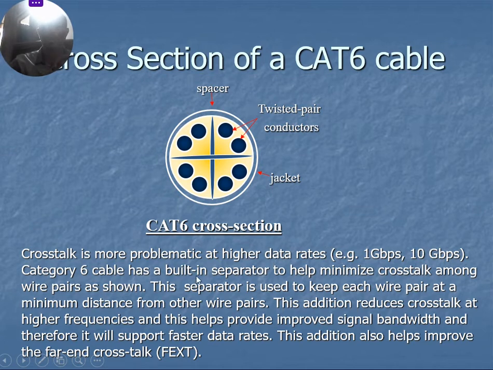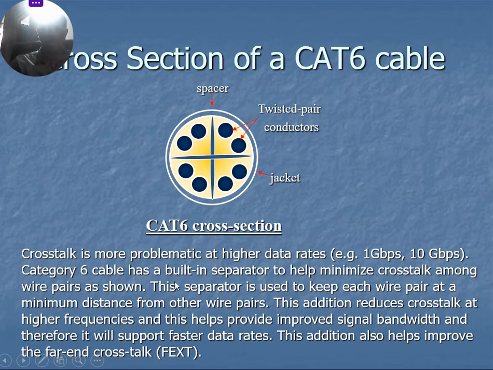That's why we introduce a separator to help us improve this. A higher data rate could be 1 gigabit. That's too much. That's 1000 megabit per second, 1 gigabit per second, or 10 gigabit per second, which is 10,000 megabit per second. So high data rates are of these categories.